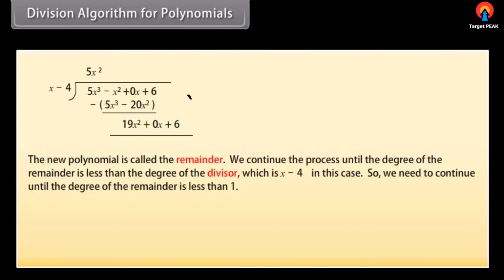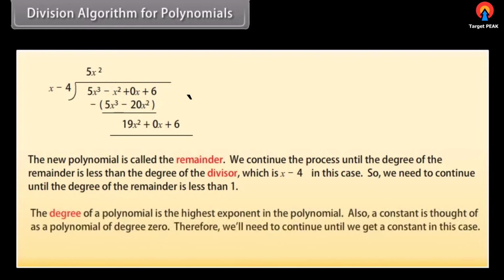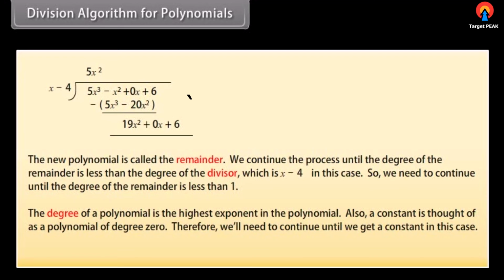We continue the process until the degree of the remainder is less than the degree of the divisor, which is x minus 4 in this case. So, we need to continue until the degree of the remainder is less than 1. The degree of a polynomial is the highest exponent in the polynomial. Also, a constant is thought of as a polynomial of degree 0. Therefore, we will need to continue until we get a constant in this case.